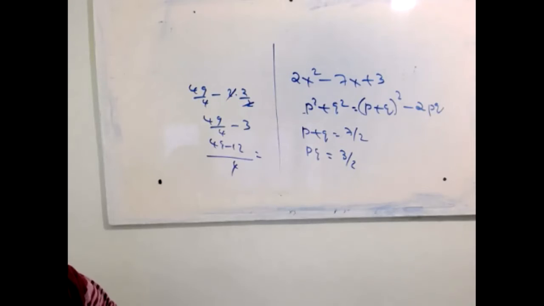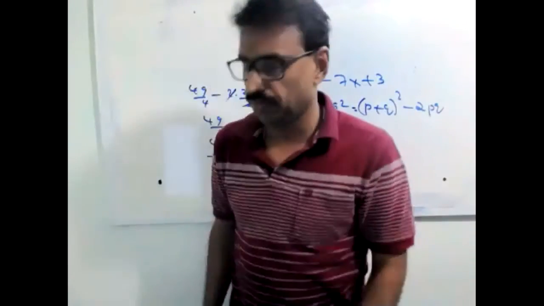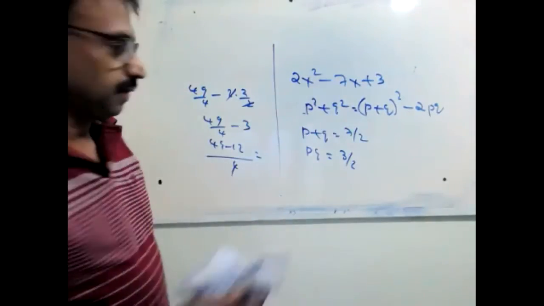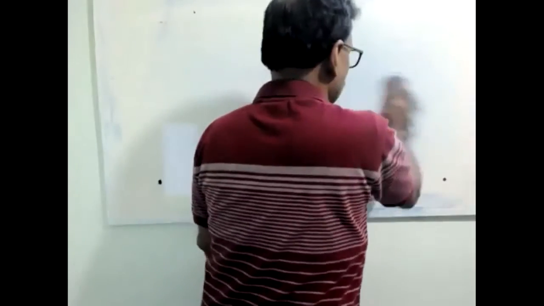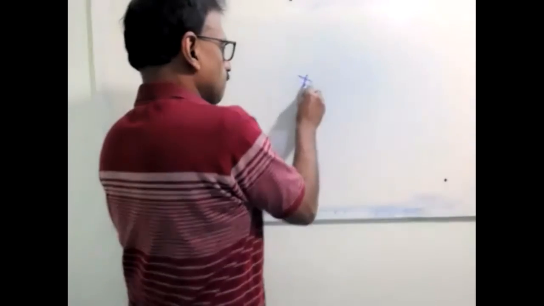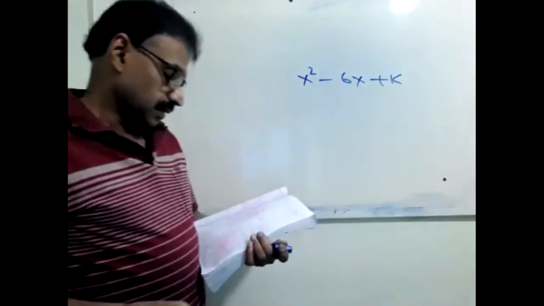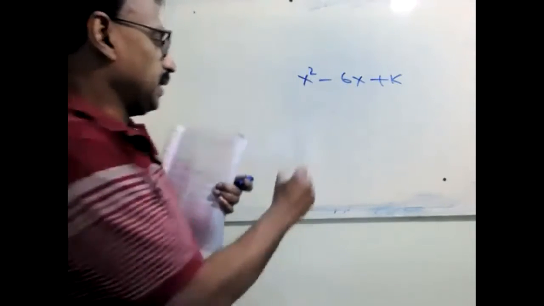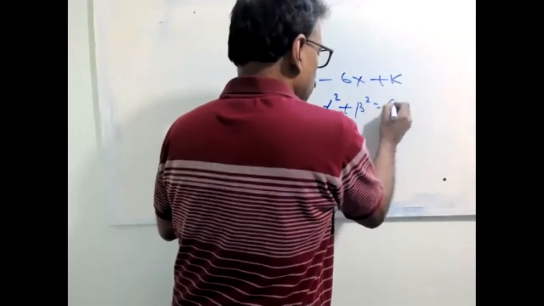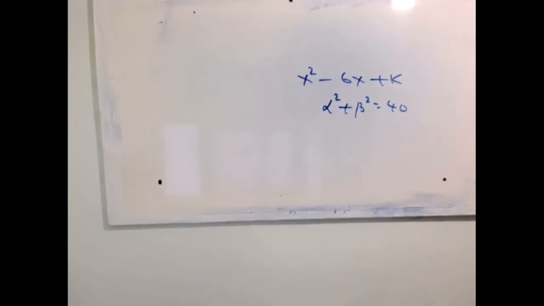Okay, next one. If alpha and beta are the zeros of the polynomial x square minus 6x plus k, find the value of k such that alpha square plus beta square equals 40.